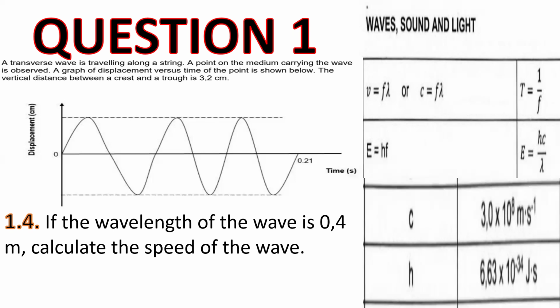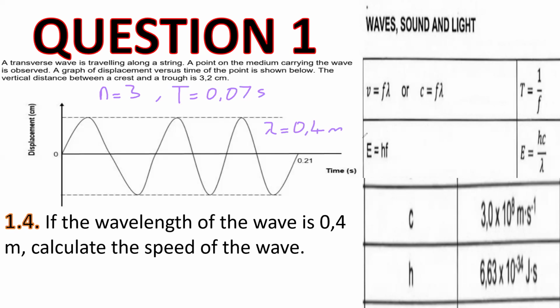All right, if the wavelength of the wave is 0.4 meters, calculate the speed of the wave. Okay, so let's write all the givens, what we know. Number of waves, 3, we know already. I don't know if we need it or not, just write what we have. Period we calculated, 0.07 seconds. And then what else do we know? Wavelength. Wavelength is equal to 0.4 meters.